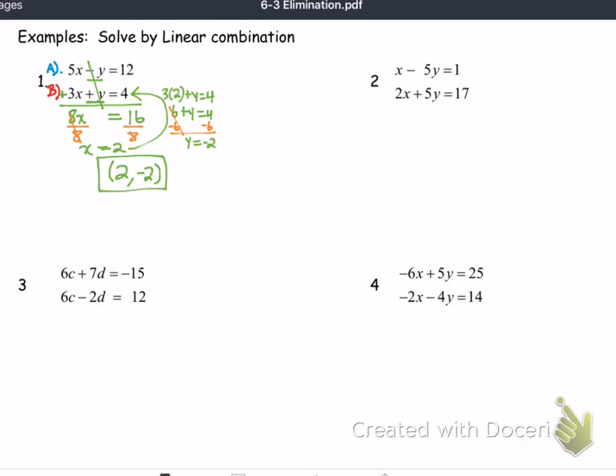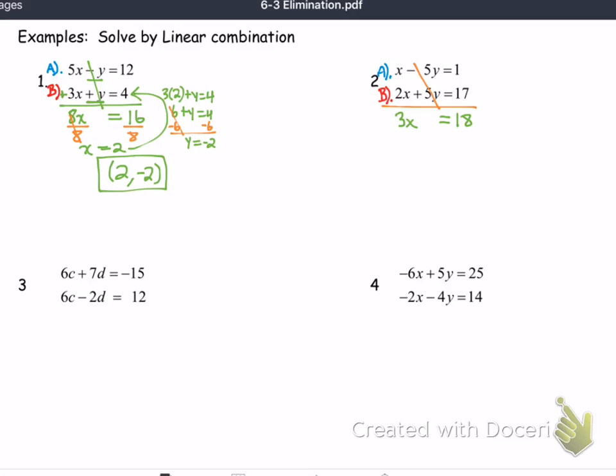If you didn't get that, why don't you pause and rewatch number 1. We'll definitely go over this the next day. If you feel like you got it, why don't you try example number 2 on your own, because there's actually no multiplying involved here. You can just look up and down and go straight through. So you can pause for a sec and then see what will eliminate.